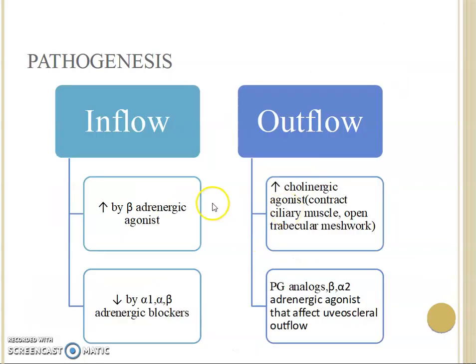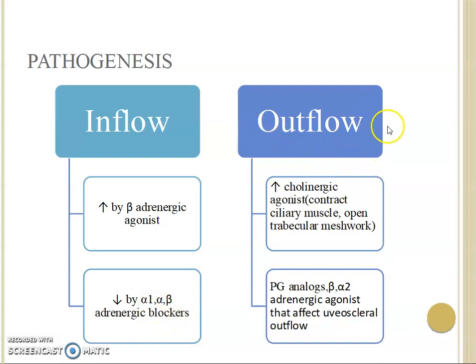Now here the inflow and outflow is there. Inflow and outflow related to the aqueous flow. If there is an imbalance in this pathway, it can lead to a glaucomatous state. So here are some drugs which can increase the inflow, that means the production rate. Beta adrenergic agonists can increase the production rate of the aqueous fluid, and other agents like alpha and beta blockers can reduce the aqueous flow.